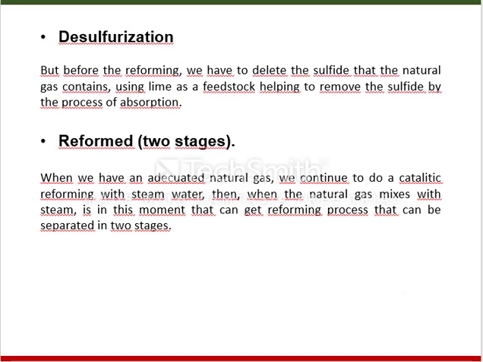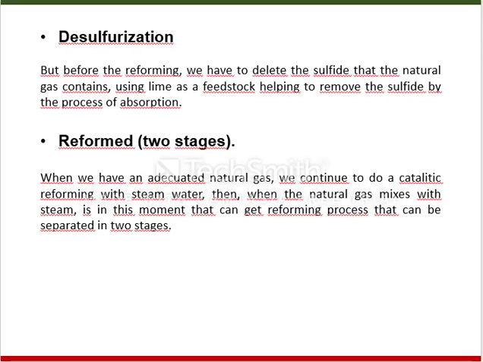The next step is desulfuration. Before the reforming, we have to remove the sulfur that the natural gas contains. Use lime as a feedstock, helping to remove the sulfur by the process of absorption. The next step is reforming, that is separated into stages, primary and secondary.